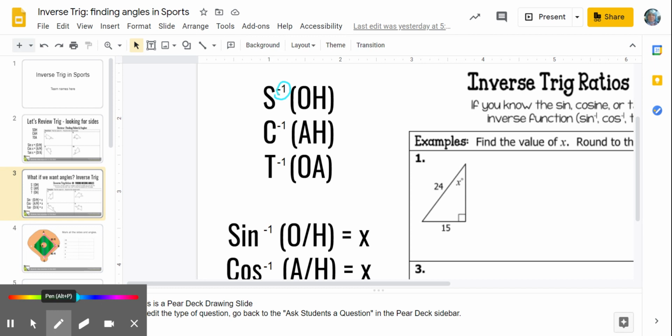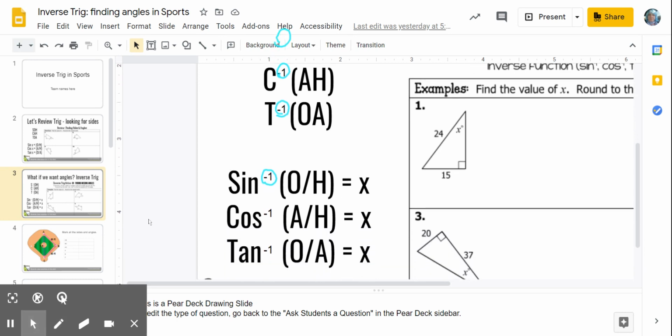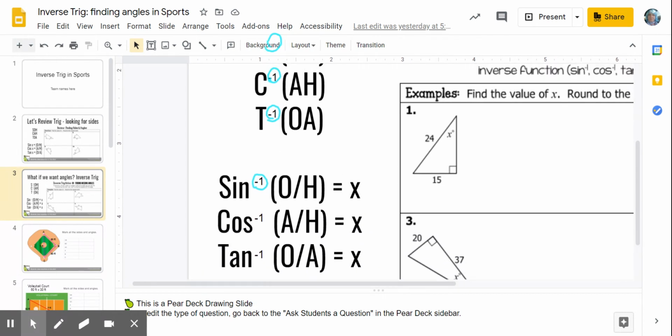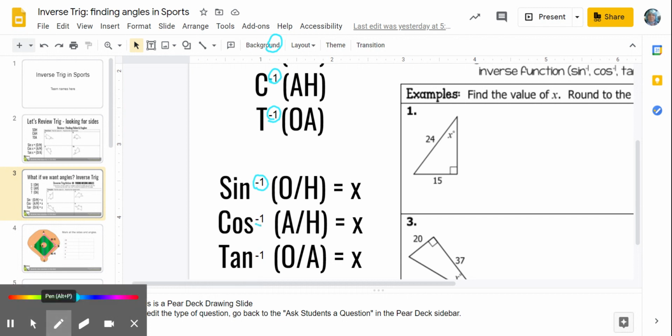So I just kind of remember that -1 is my degree symbol. This is when I'm looking for an angle. Okay, I'm looking for that angle. So it's a little bit easier. We don't have to worry about multiplying or dividing or whatever. We just put it in exactly the way we see it. Still have to do the opposite, the adjacent, and the hypotenuse. So in example number 1, what am I given? What are the 24 and the 15?